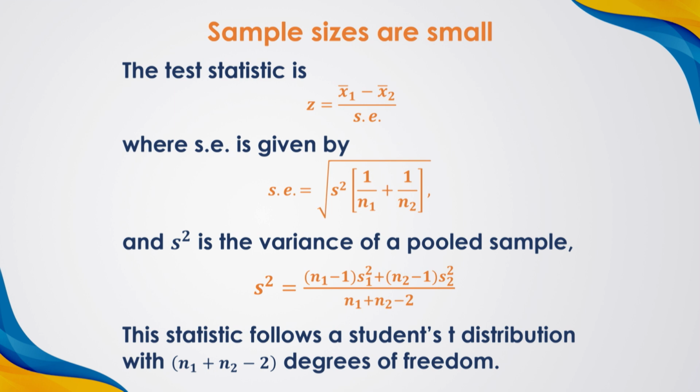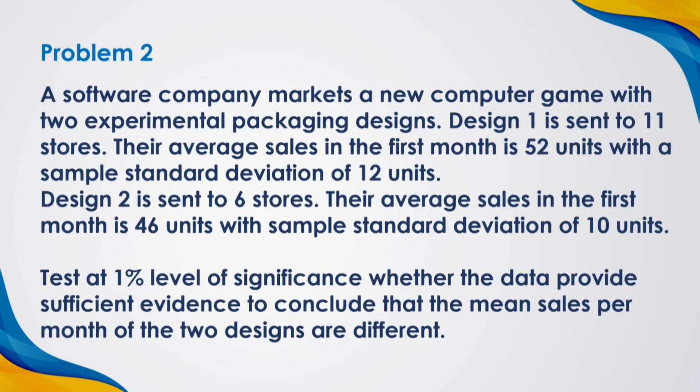Now the sample sizes are small. The test statistic is the same thing, z equal to x1 bar minus x2 bar divided by the standard error, but the standard error formula changes. The standard error is equal to the square root of s square times bracket 1 by n1 plus 1 by n2, where s square is the variance of the pooled sample, that is, both samples are combined. The formula is given there. This statistic follows a Student t distribution with n1 plus n2 minus 2 degrees of freedom.